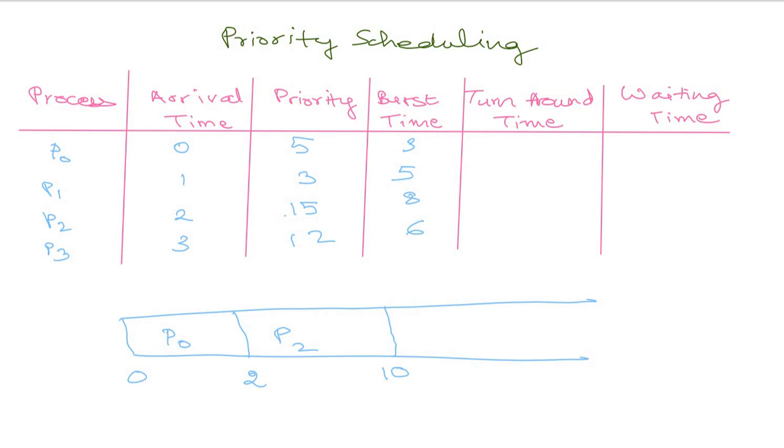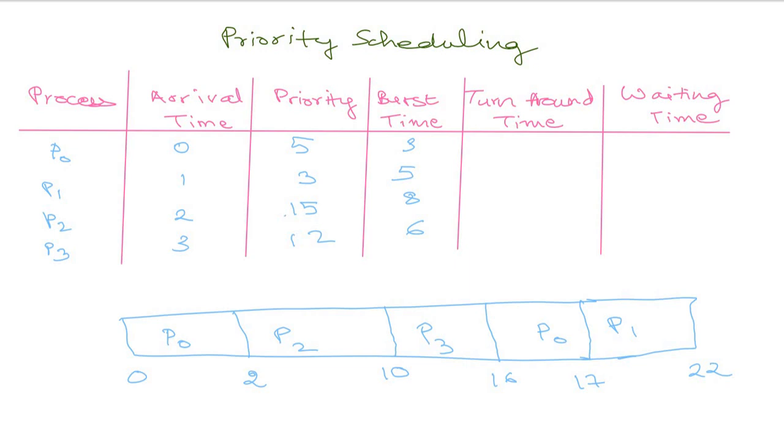So now we have remaining P0, P1 and P3. P3 has the highest priority, so we'll first run P3. P3 completes in 6 units of time, so it will complete at 16. Then we have P0 and P1 remaining. P0 has a higher priority, and 2 units of P0 have already been consumed, so only 1 remains, so P0 completes at 17. Then finally we have P1, which takes 5 units of time, so it completes at 22.